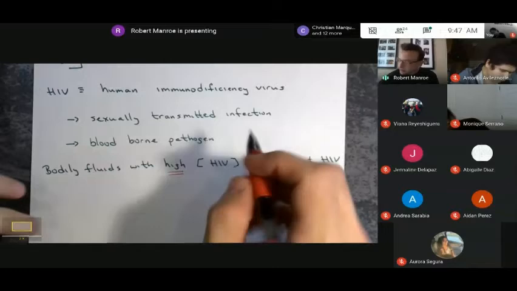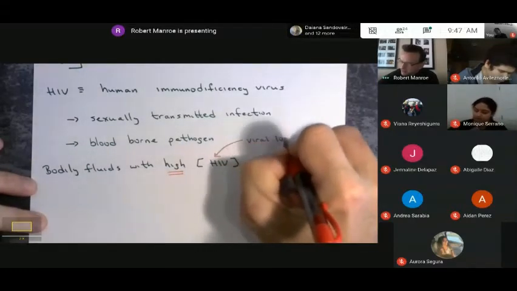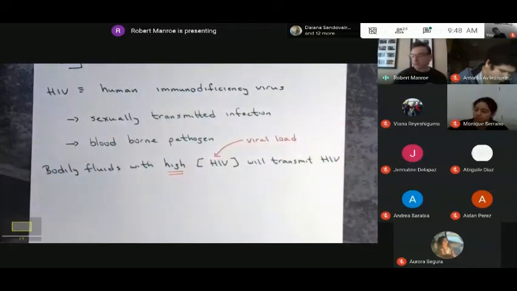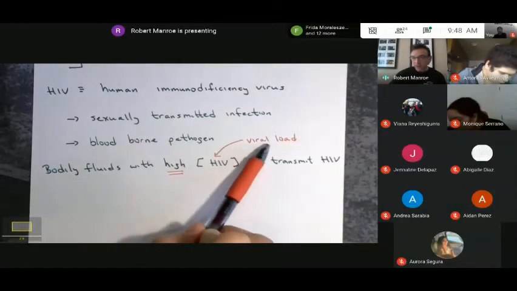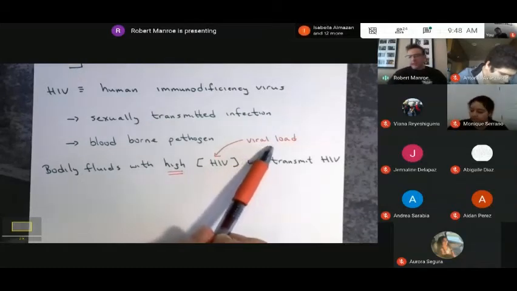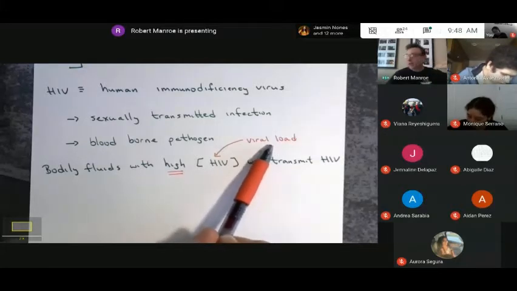There's a fancy term for viral concentration. We refer to that as viral load. When people talk about, oh, what's the viral load in blood? What's the viral load in saliva? What's the viral load in vaginal secretions or semen or feces or urine or sweat? This is the concentration of the virus in any fluid, and the viral load has to reach a certain threshold, a certain concentration, before transmission can occur.